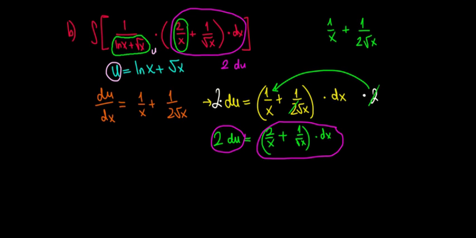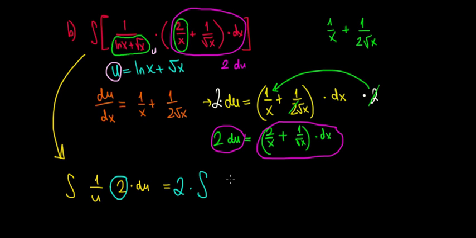So we will have the following. We will have the integral of 1 over u multiplied with 2 times du. That's literally what we broke it down to. We went from all this thing to just this thing. Okay, what do we have now? We have a constant in here, so that's 2. Let's take it out, because we can do it. And we are left with the integral of 1 over u du.